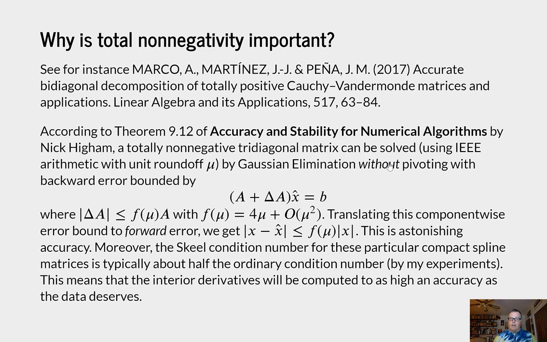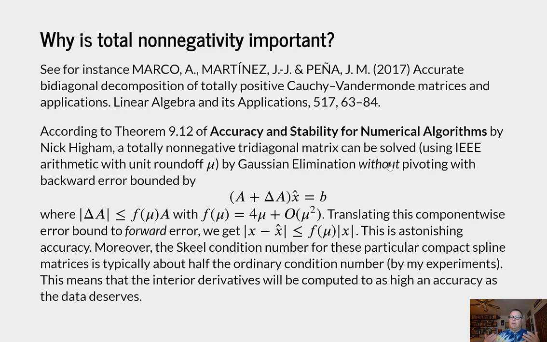Now, there's not an error there. I didn't leave off the norm signs. The absolute value of a matrix means you take the absolute value of the matrix component-wise. So each component in delta A is going to be smaller than f of mu times the corresponding component in A. And I don't need absolute value signs on A because A is totally positive, so all of the entries of A are positive.